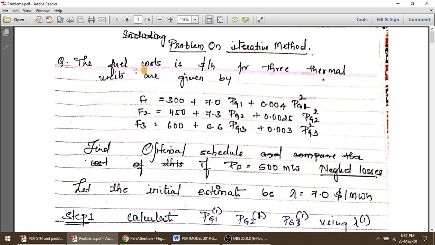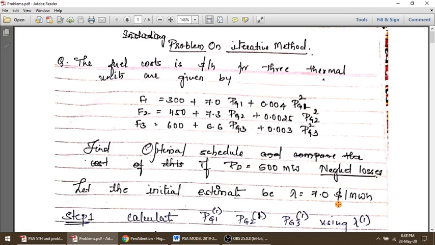So this is the problem statement. The fuel cost in dollars per hour for three thermal units are as follows. This is F1, F2 and F3. So this is the A value, B value and C value. Similarly, for all three units we have the fuel cost expression. Find the optimal schedule if power demand is equal to 500 megawatt. Neglect the losses. Let the initial estimate be lambda equal to $7 per megawatt hour.